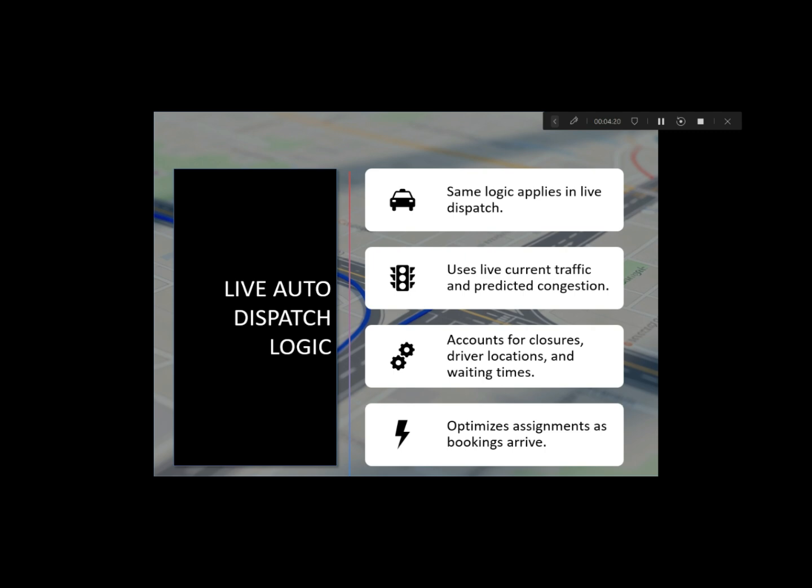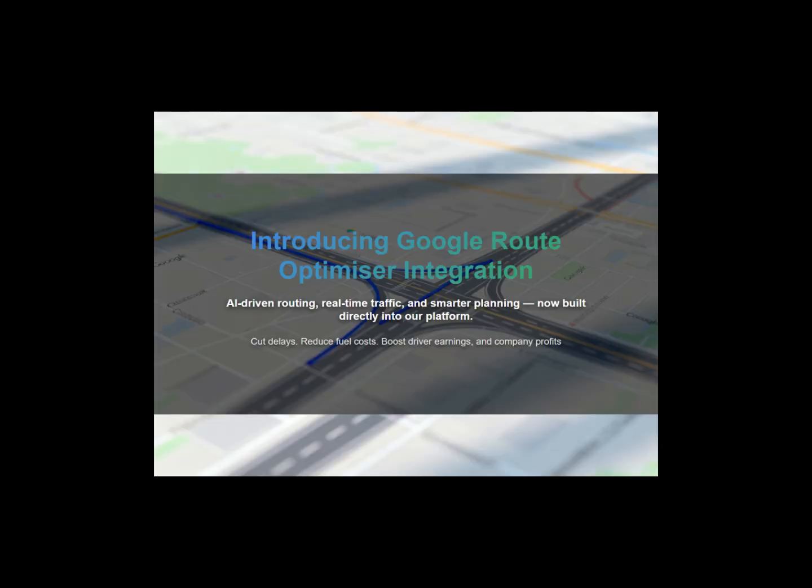Because there are so many changing variables, Google effectively gives you eyes on the road at all times, constantly analyzing live traffic, historical trends, driver locations, closures, and constraints, all at once. It sees details no dispatcher could realistically track manually. Thanks for listening. Now, let's move on to the video.